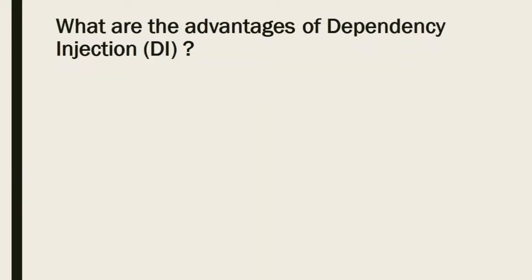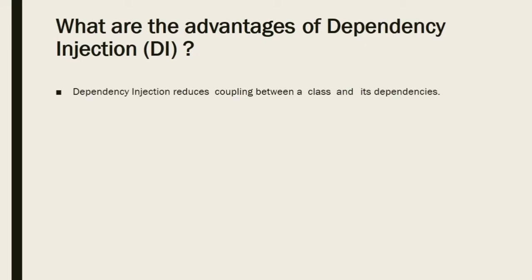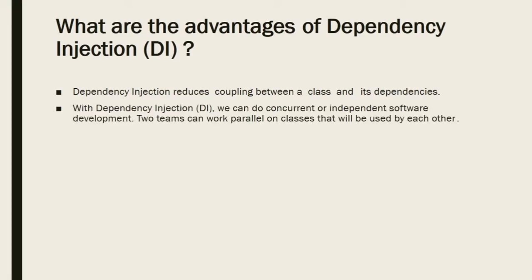What are the advantages of dependency injection? Dependency injection pattern has following advantages. 1. Dependency injection reduces coupling between a class and its dependencies. 2. With dependency injection, we can do concurrent or independent software development. 2 teams can work parallel on classes that will be used by each other.